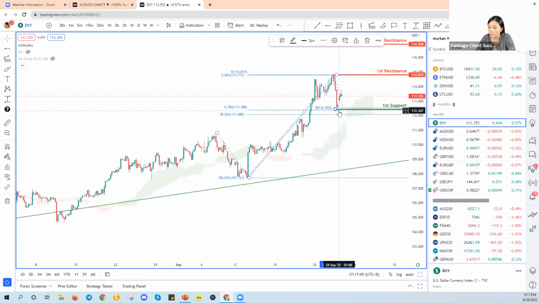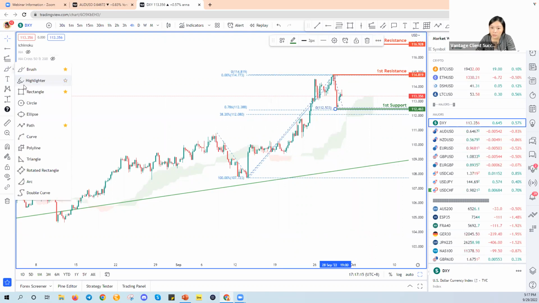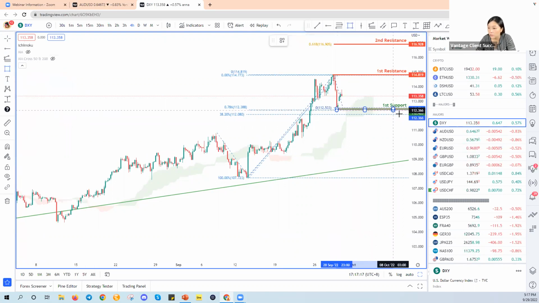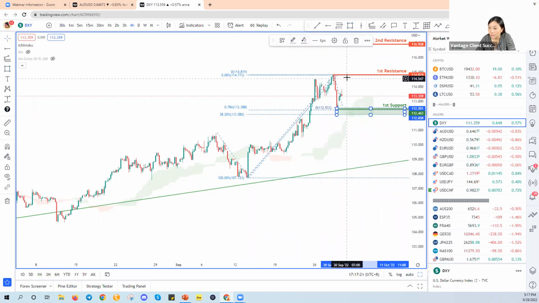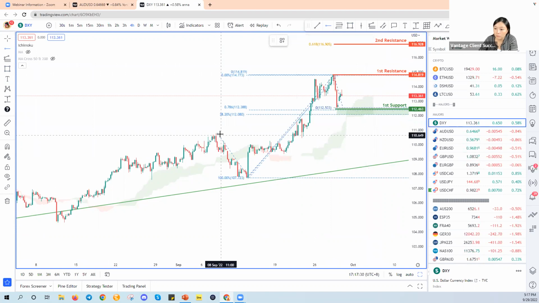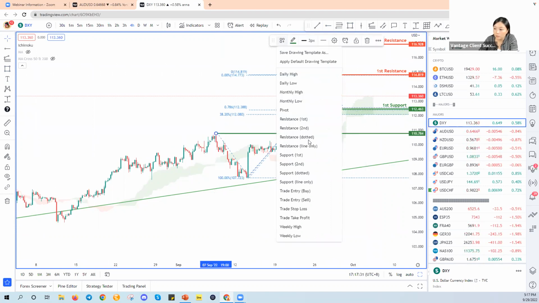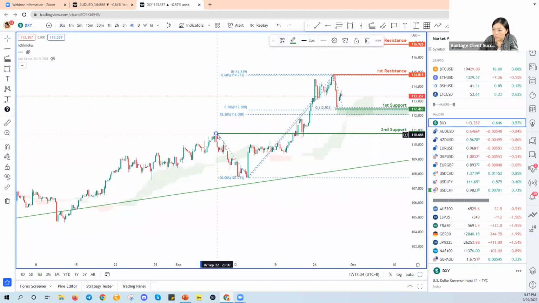So I would put my first support here, at my 78.6, this region between my 78.6 projection and my 38.2 retracement level. So this is the zone that I'll be looking at if my price retraces or bounces back down from this level here. Okay, if it goes up and it comes down, this will be the level that it has to break before we actually go down to my second support here, which is my previous swing high.